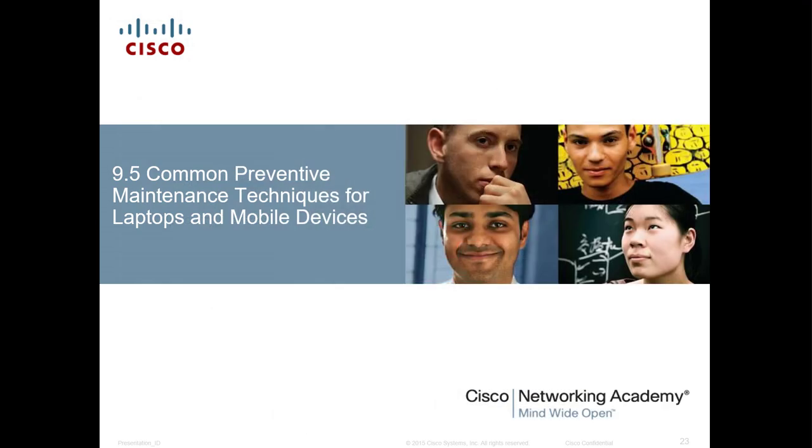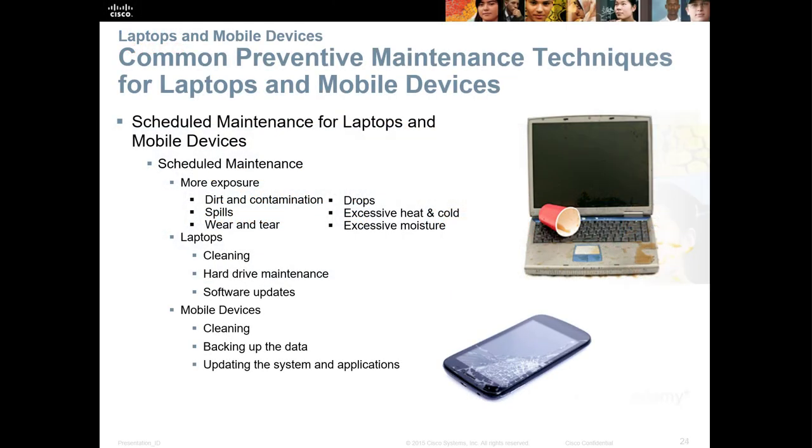Section 9-5 is taking a look at common preventative maintenance techniques for laptops. So we want to go through and schedule, because laptops and mobile devices are portable, they're used in different types of environments, and they're exposed to more things than your desktop computer. So we have to be aware of harmful materials such as dirt and contamination, spills, drops, excessive heat or cold, and excessive moisture.